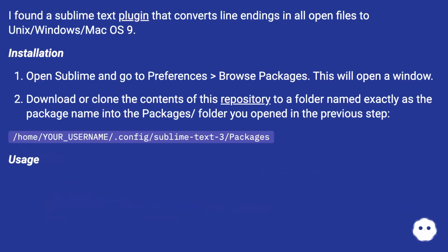I found a Sublime Text plugin that converts line endings in all open files to Unix, Windows or Mac OS 9. Installation: open Sublime and go to Preferences, Browse Packages. This will open a window. Download or clone the contents of this repository to a folder named exactly as the package name into the Packages folder you opened in the previous step, /home/your_username/.config/sublime-text-3/Packages.